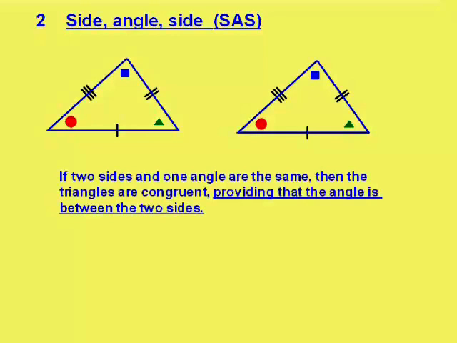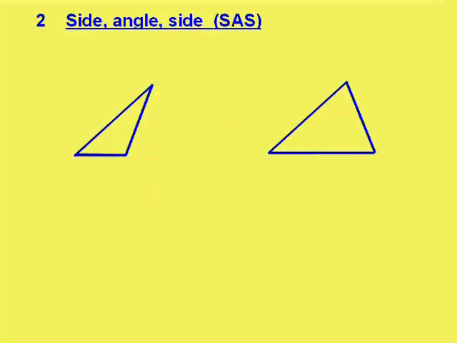Now if two sides and one angle are the same, then the triangles are congruent, providing that the angle is in between the two sides. That has to be. It doesn't work sometimes if you don't have it between the two sides. Let's just have a look at how it can go wrong.